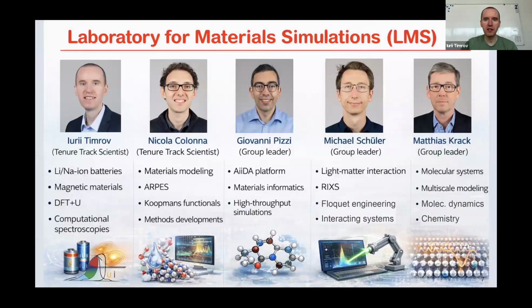And our laboratory is divided in turn into different groups. There are 5 people. So myself, the first, I'm a tenure track scientist. I have a small group composed of 6 people, and we are working mostly on batteries, such as lithium-ion batteries and sodium-ion batteries. Also, we work a lot on magnetic materials. We work a lot on methodological and theoretical developments, including DFT plus U, and computational spectroscopies.